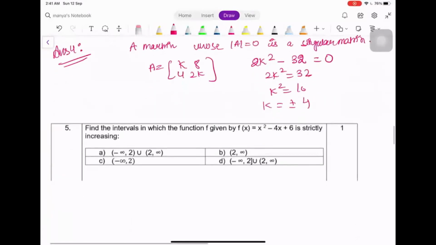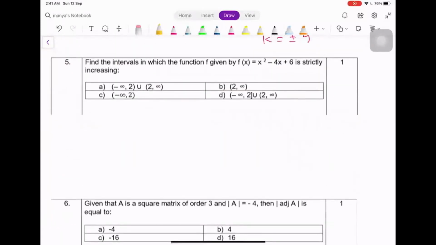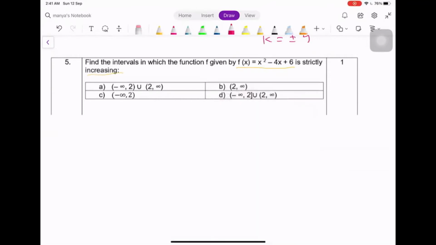Hope this question is also clear to you. Let's move to the fifth question. The fifth question says find the intervals in which the function f(x) is strictly increasing. f(x) is given as x square minus 4x plus 6. You all must have observed that the sample paper given by CBSE is a bit direct paper. Meaning nothing is twisted, and the paper will also not ask twisted questions. So we all should chill.